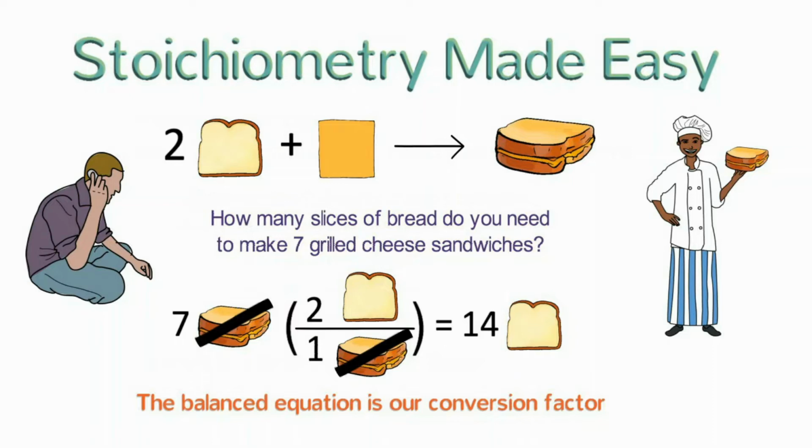Now, since I need 7 grilled cheese sandwiches, I will multiply it with 2 pieces of bread and divide it by 1 grilled sandwich. That means 7 times 2 will give you 14 pieces of bread. The balanced equation is our conversion factor.